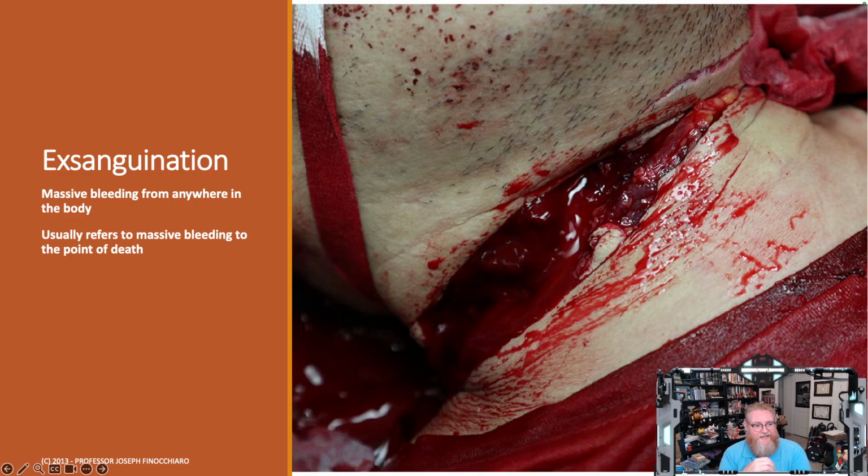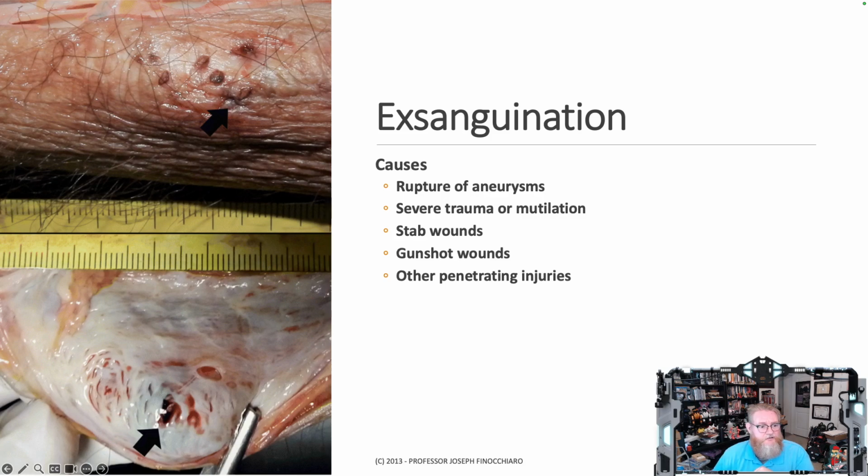Exsanguination is massive bleeding from anywhere in the body and usually refers to massive bleeding to the point of death. Causes of exsanguination can be aneurysm rupture, severe trauma or mutilation, stab wounds, gunshot wounds, or other penetrating injuries.